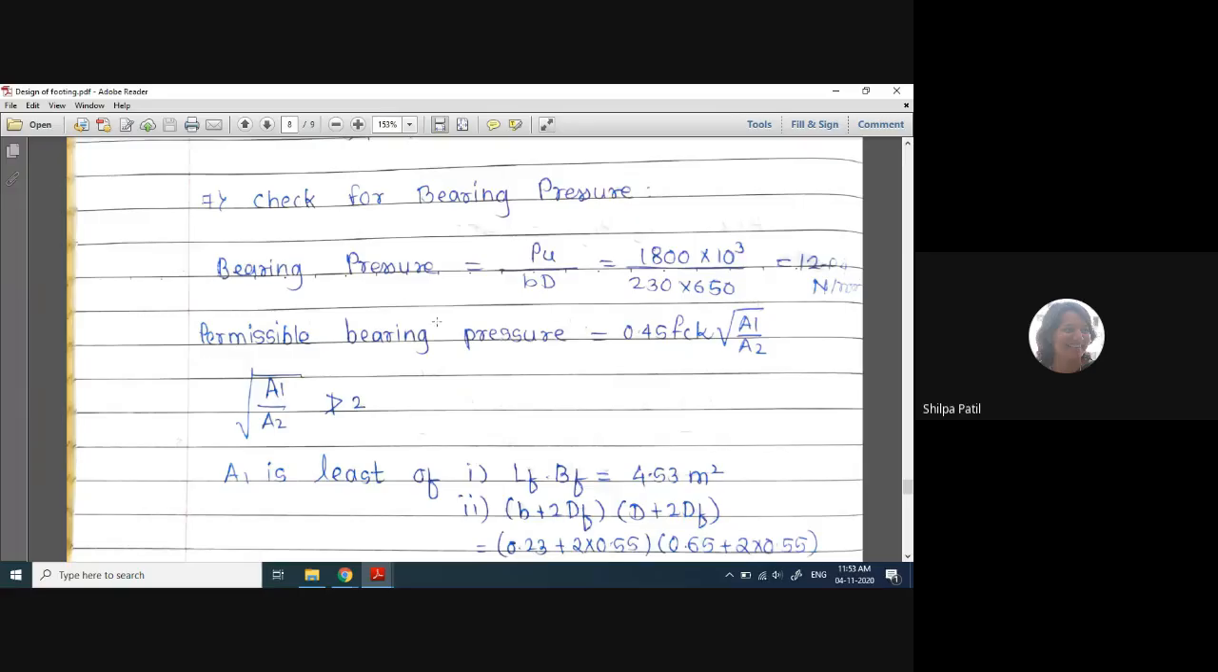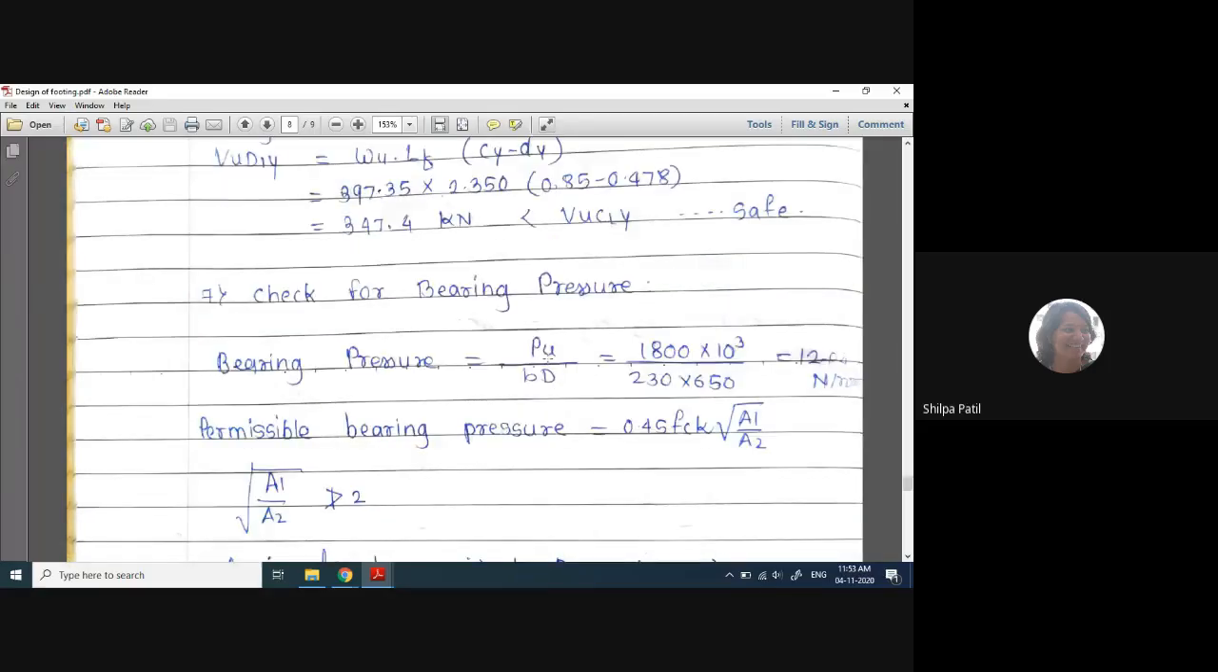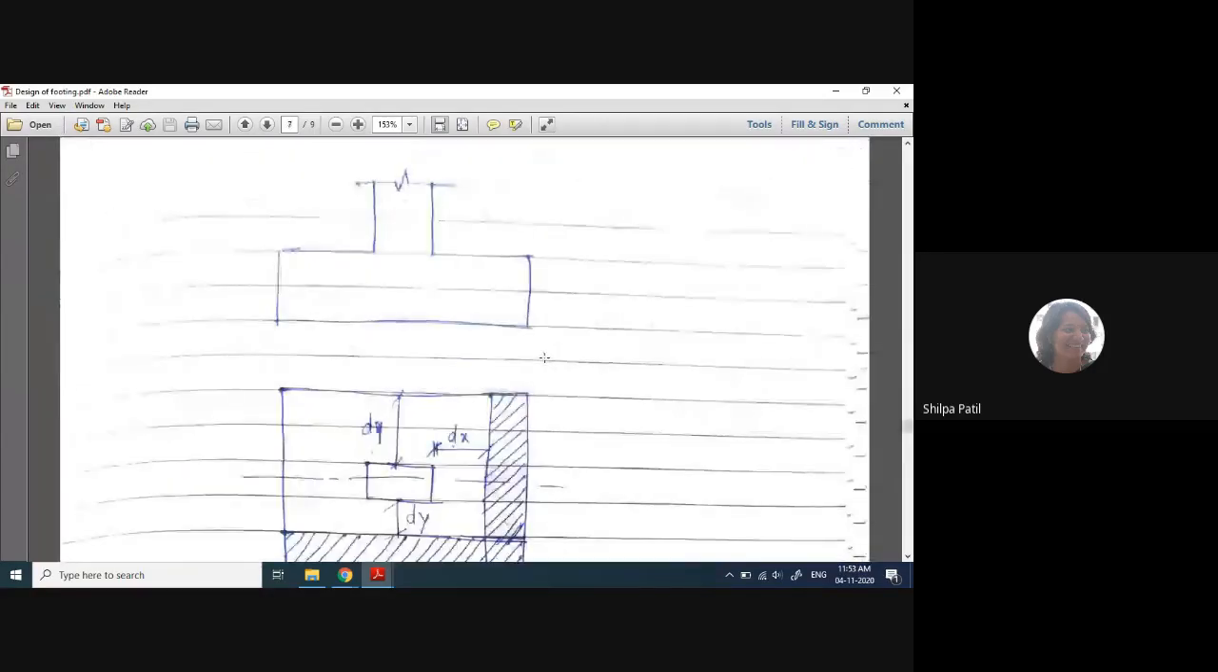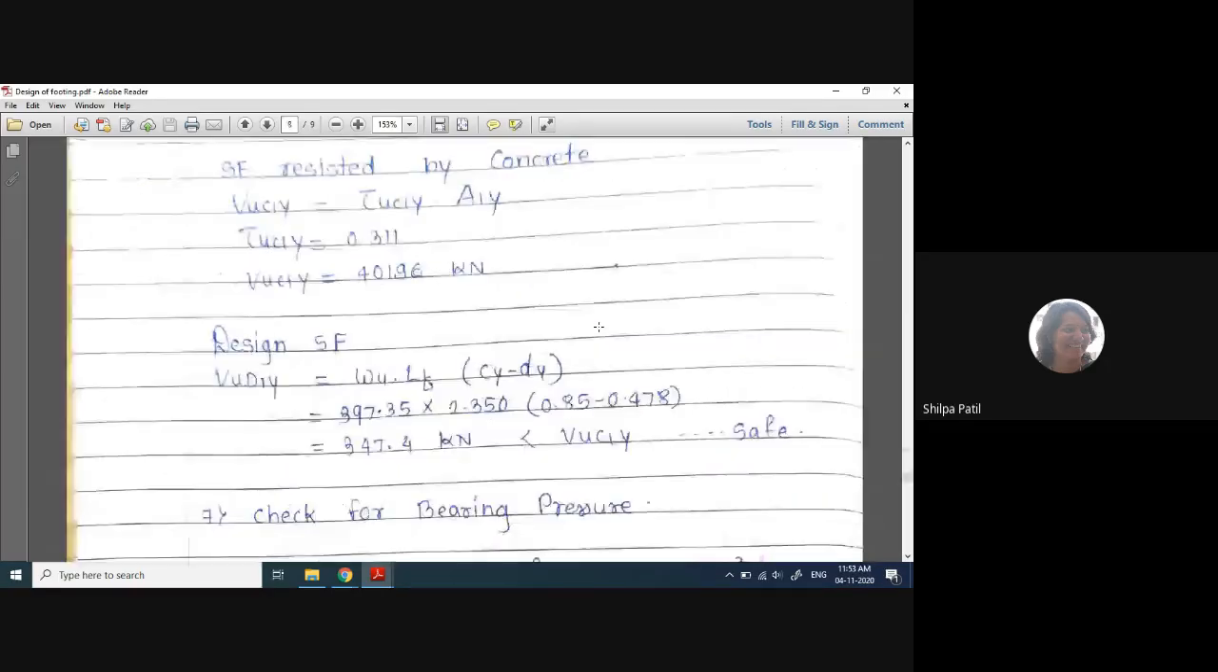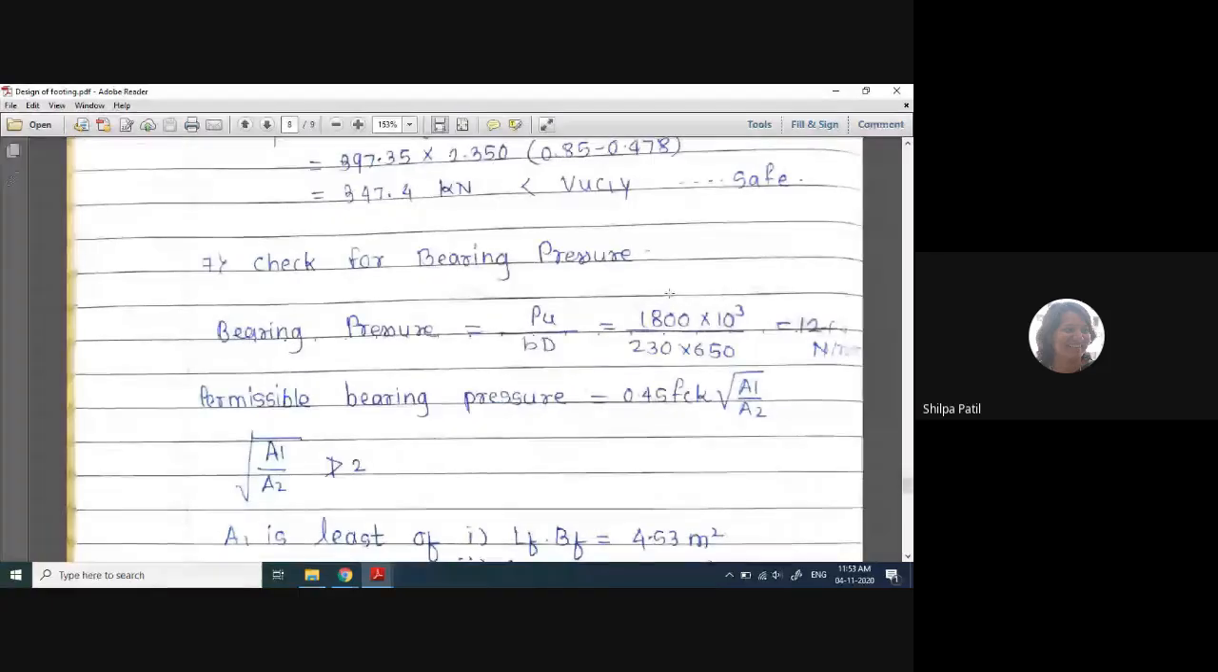And this bearing pressure should be less than the permissible bearing pressure. Now why is it bearing pressure? Again, see, the load is getting transferred from column to the footing. So because of the axial load acting from column, there will be a pressure acting on this particular region, that is exactly below the cross-sectional area of the column. The part of the footing will be stressed more. Okay, so that bearing pressure is calculated here.